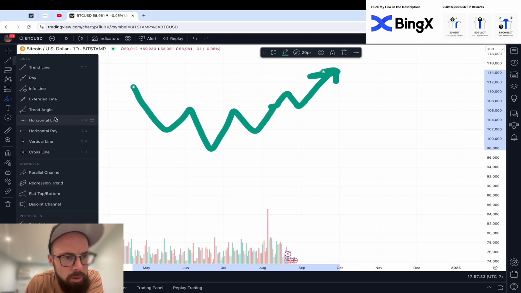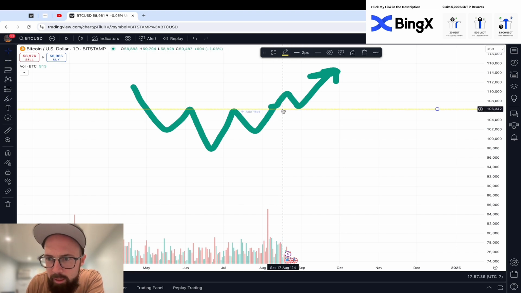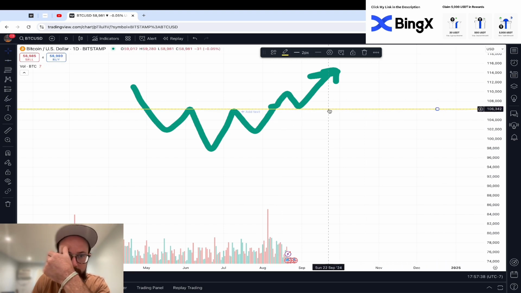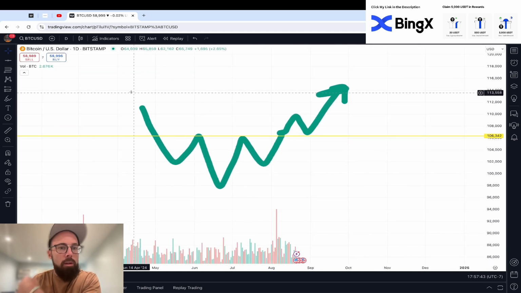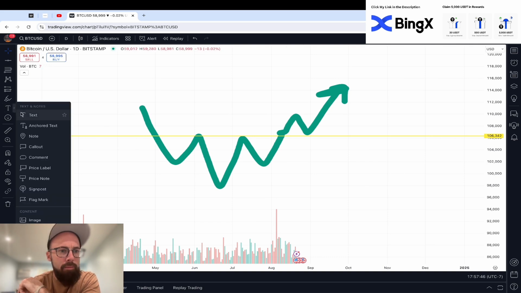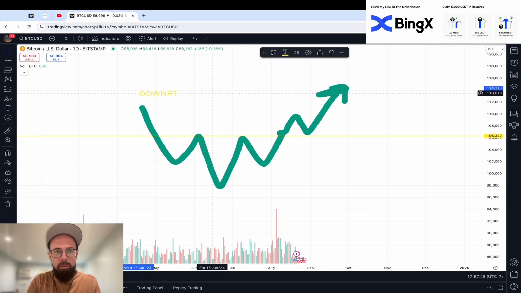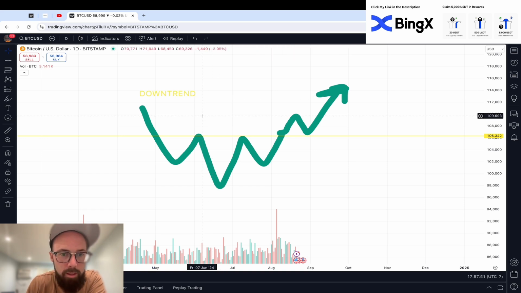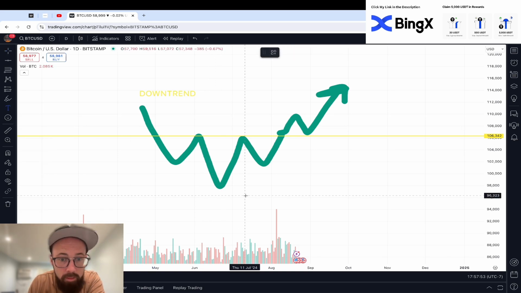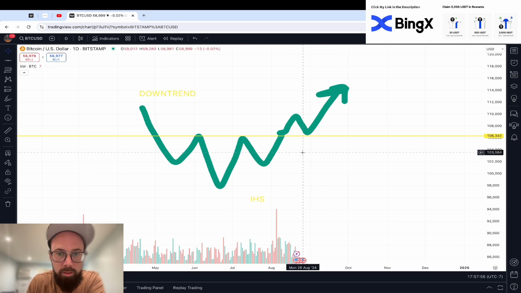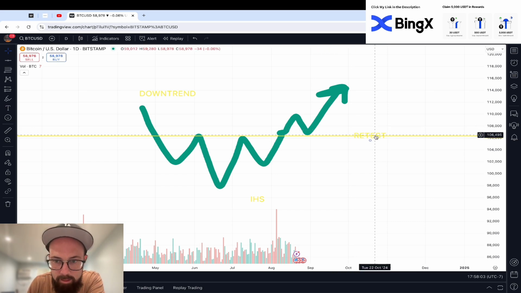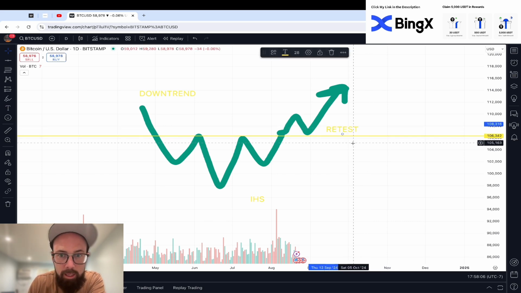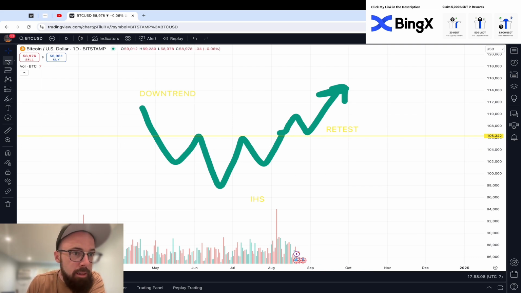All right. So this is the neckline. On this chart, it'd be 106,000. All right, so this is the downtrend right here. Downtrend. Inverse head and shoulders. Breakout and retest, but we'll just say retest. Right there. Okay, so the retest is where you would enter.